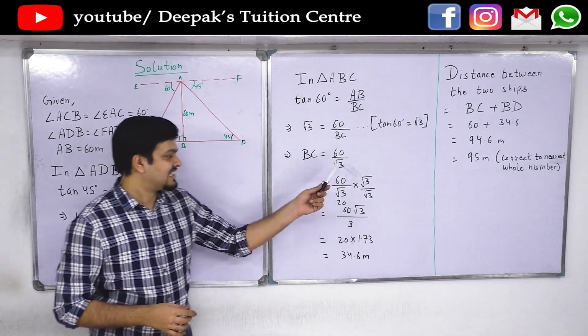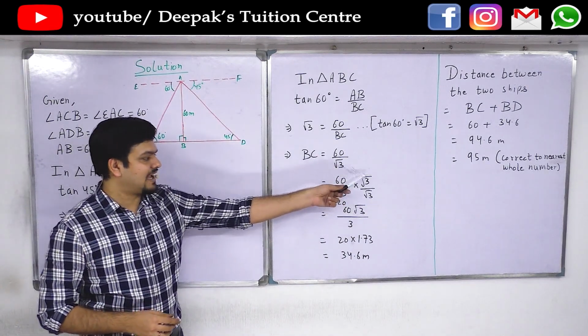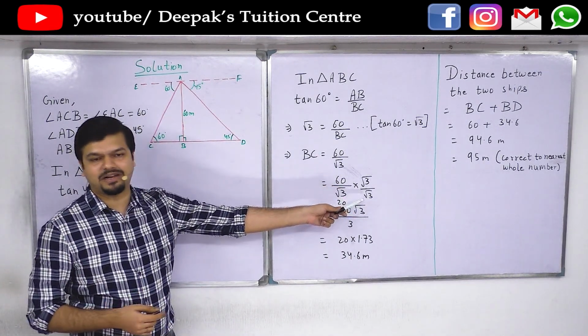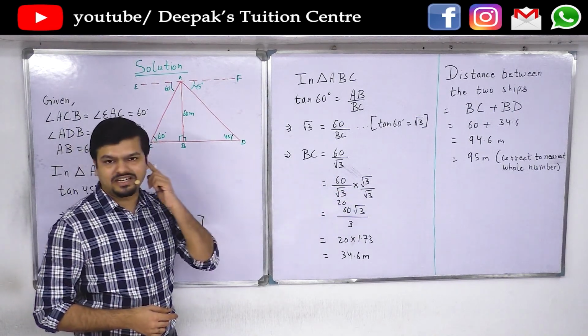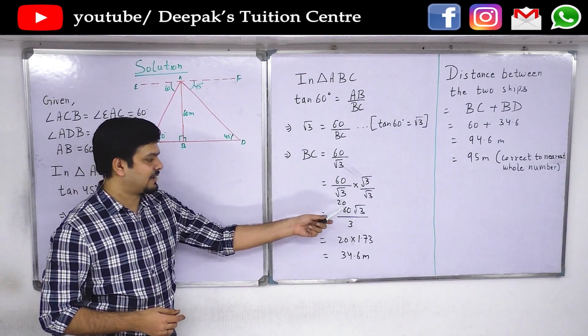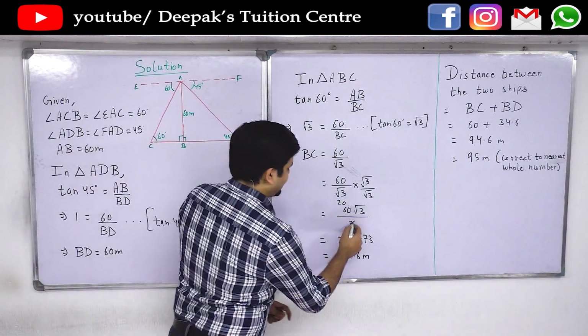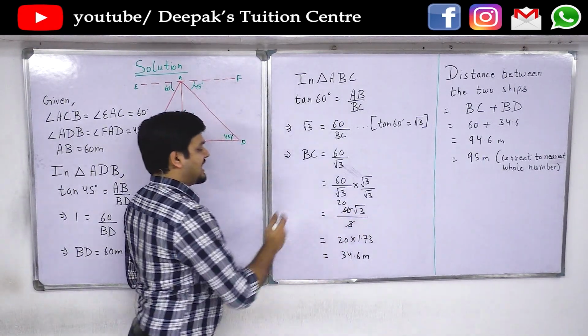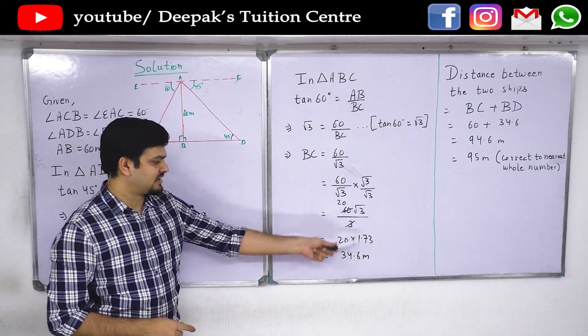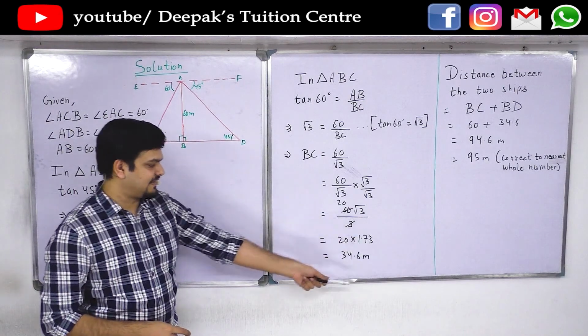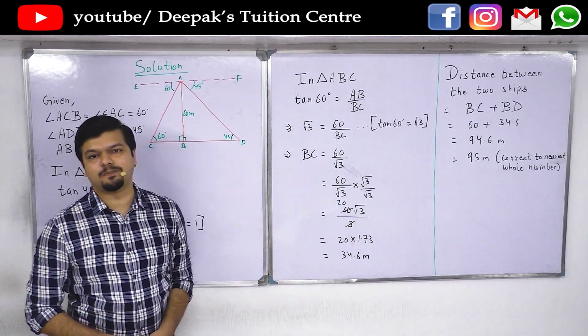So we rationalize 60 by root 3 by multiplying root 3 and root 3 to the denominator. We get 60 root 3 in the numerator, and root 3 into root 3, that is 3, in the denominator. When we cut 3, 20 times 3 is 60. Therefore 20 root 3, that is 20 into 1.73, that is 34.6 meters.